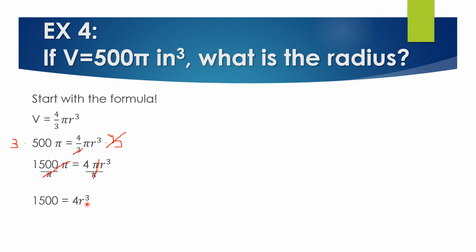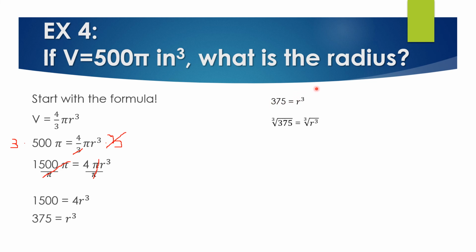And I still have r to the third here. So I'm going to divide both sides by 4 to get r by itself. So 1500 divided by 4 is 375 equals r cubed. I'm not quite to the radius yet, but I am pretty much out of space here. So I'm going to restart my work up here. So 375 equals r cubed.